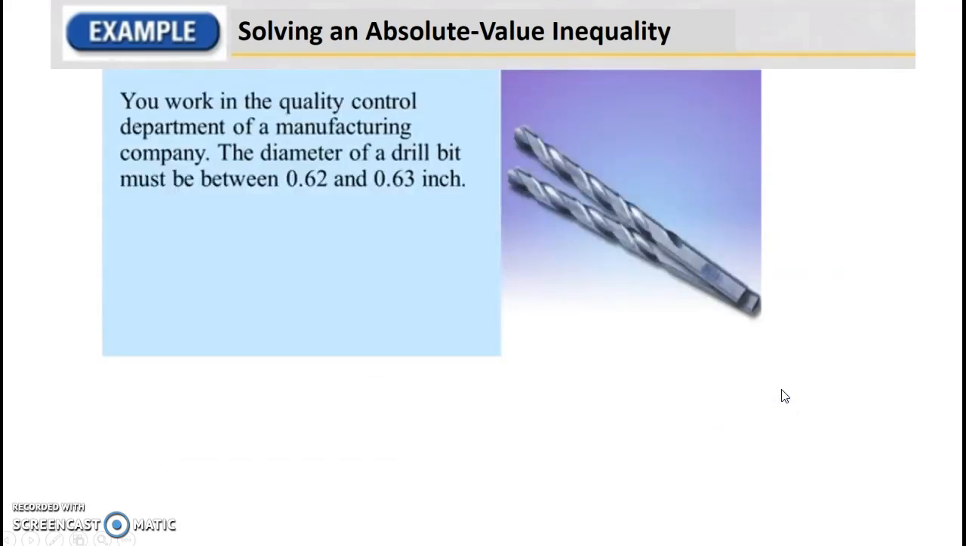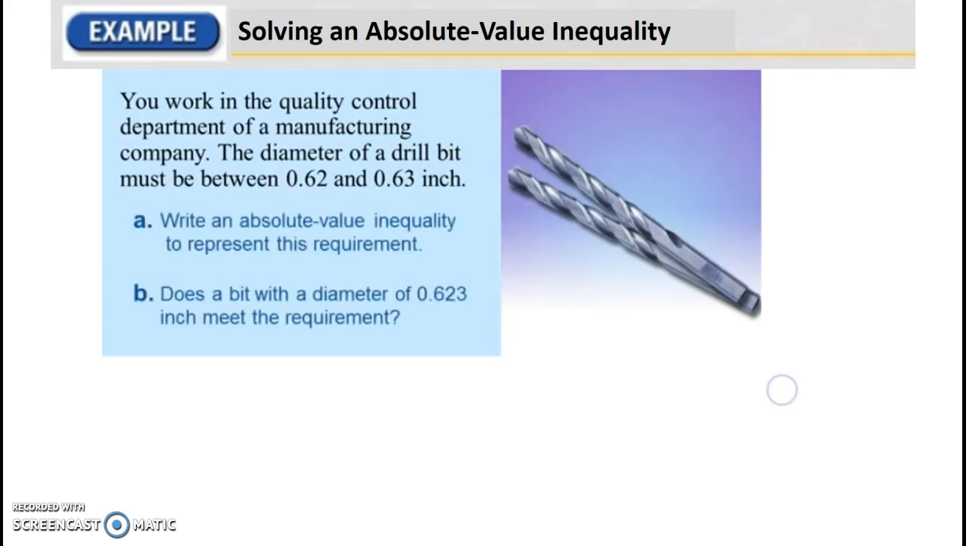So let's look at an application problem on how we can use absolute value inequalities. You work in the quality control department of a manufacturing company. The diameter of a drill bit must be between 62 hundredths and 63 hundredths of an inch. The first thing we're going to do is write an absolute value inequality to represent this requirement. And then the second part is, does a bit with a diameter of 623 thousandths of an inch meet the requirement?